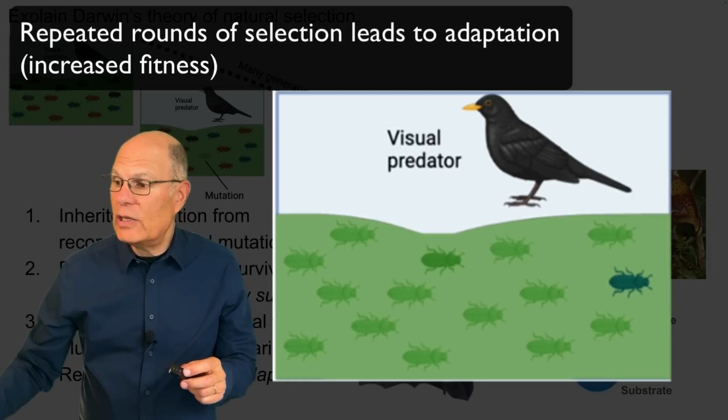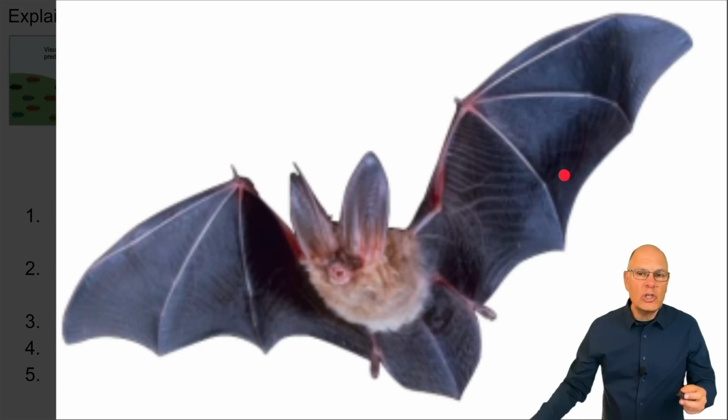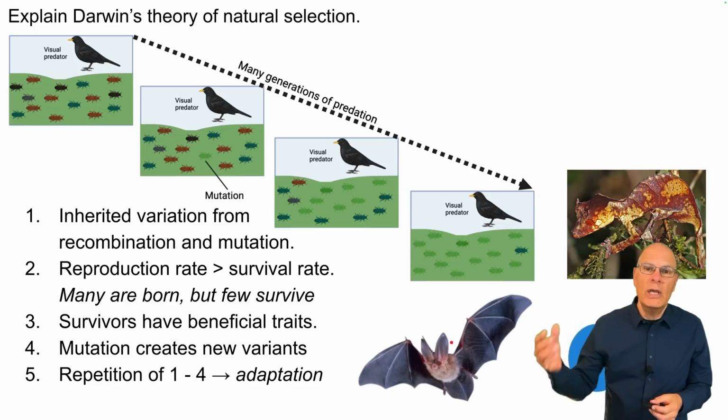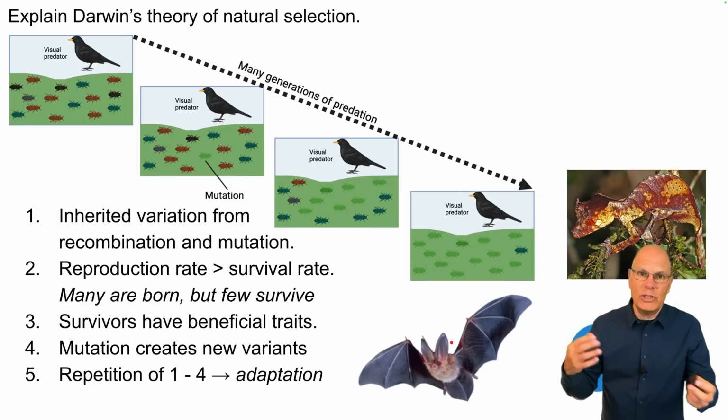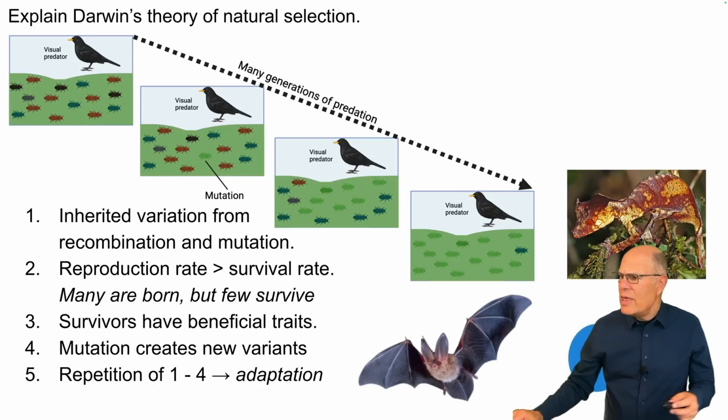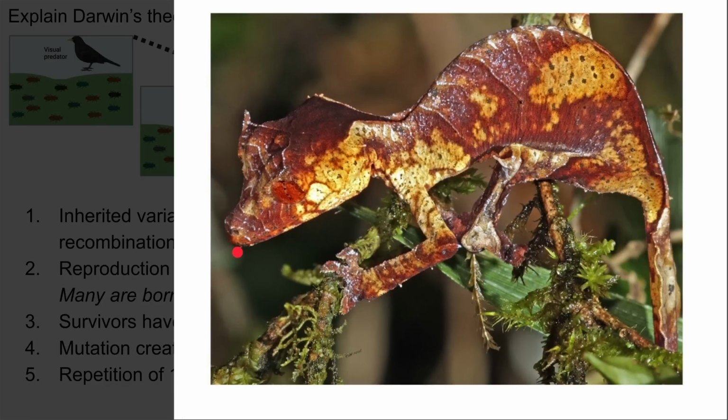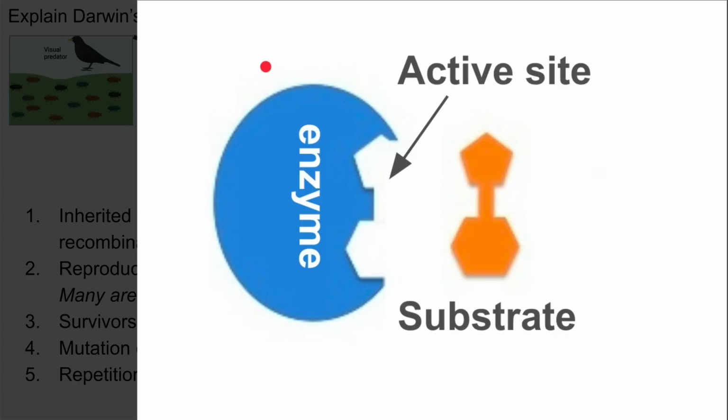Adaptations can include things like the incredible structure of the wing of a bat, or the incredible behavioral adaptation, which is sonar, which is of course combined with structures like the ears of a bat, which can hear high frequency sounds. They can be camouflage mutations like this satanic leaf gecko, or they can be on a molecular level, like the way that enzymes fit with substrates.